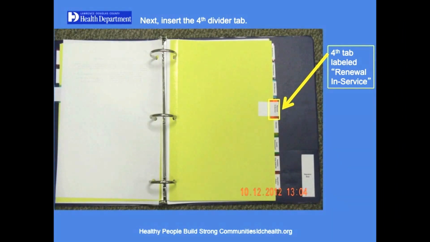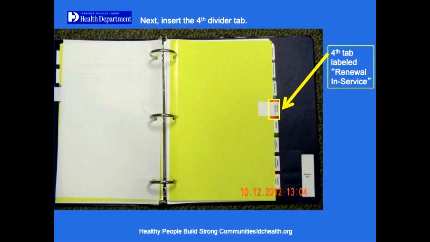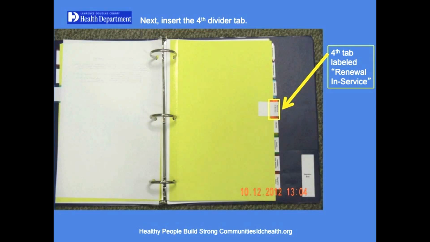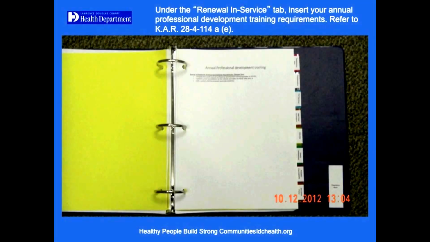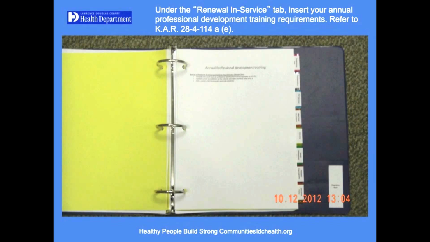Next, insert the fourth divider tab. Fourth tab labeled Renewal in Service. Under the Renewal in Service tab, insert your annual professional development training requirements. Refer to Regulation KAR 28-4-114A. From your renewal date, you have a year to complete your renewal training requirements. And please keep each year separate by paper clipping or by adding additional dividers.